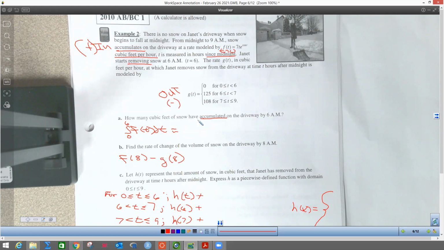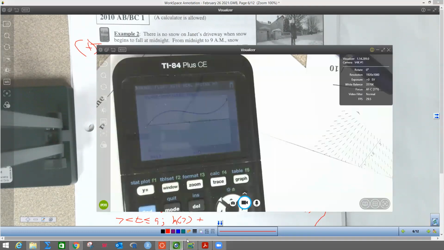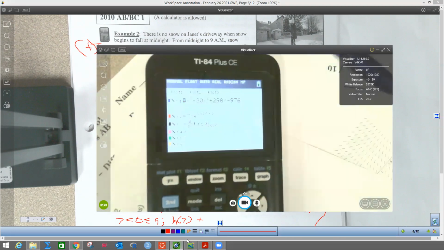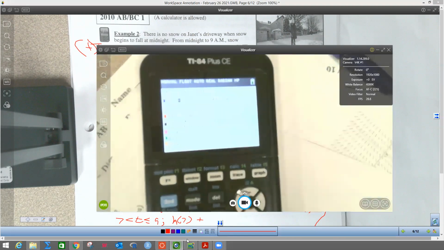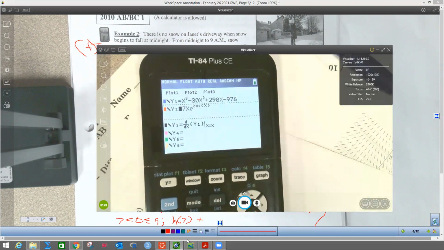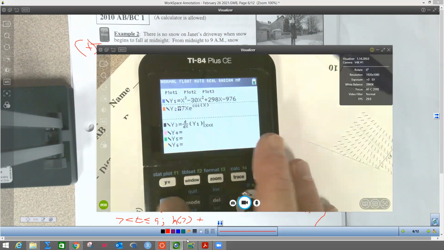How many cubic feet of snow have accumulated on the driveway by 6 a.m.? So again, we started at midnight, which is t equals 0, because 6 a.m. is 6. So we want to do the integral of f of t dt. And again, this is calculator, so I'm going to use my calculator to do my integral because it's faster. So I'm going to go to my y equals here, and I'm going to turn this one off. I'm going to come down here because this is the function I want. I'm going to turn that one on. I'm going to hit second quit.